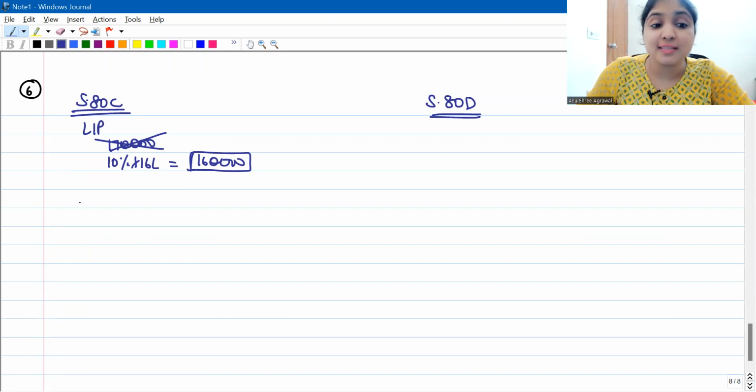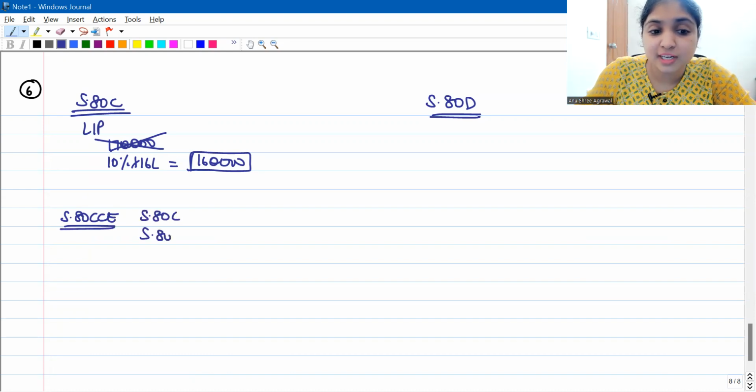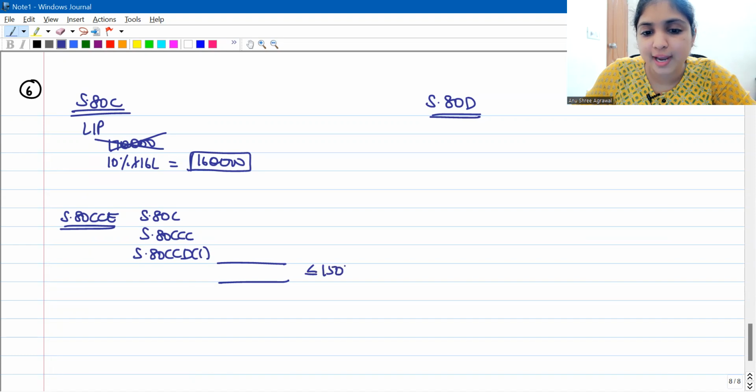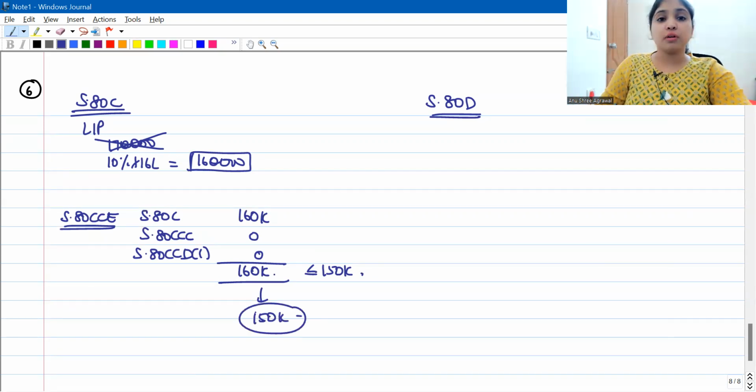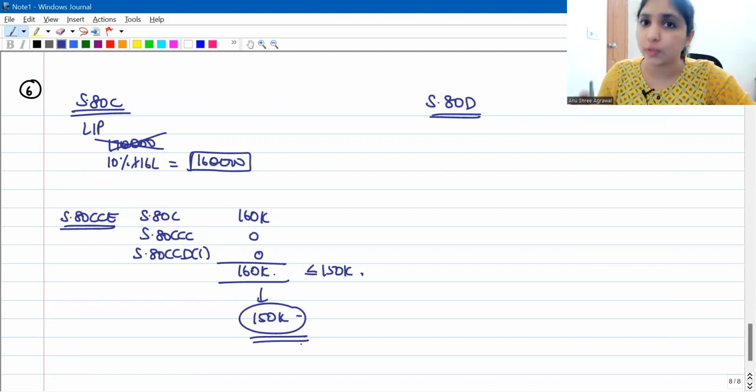But section 80C falls under section 80CCE. 80CCE says section 80C plus section 80CCC plus section 80CCD subsection 1, the total should be less than or equal to 1,50,000, guys. 80C, we already have 1,60,000. We do not have 80CCC or 80CCD1 here. So the total is 1,60,000. We will restrict it to 1,50,000. So at chapter 6A under 80C, we'll get a reduction of 1,50,000 only.